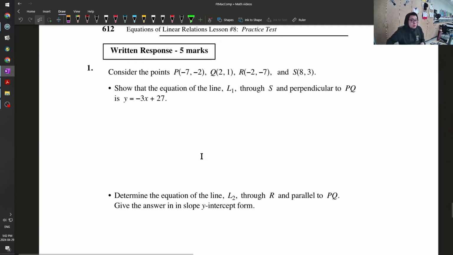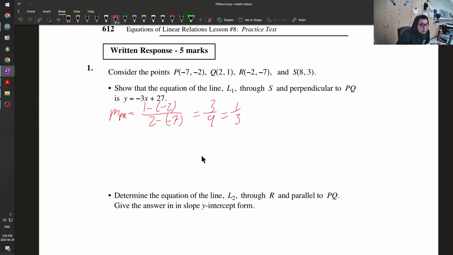All right, written response. Consider the points, these four. Show that the equation of the line L1 through S and perpendicular to PQ is equal to this. So first, it is perpendicular to PQ. That means we have to find out what the slope of PQ is and then take the negative reciprocal. So PQ, what is the slope? It's equal to y2 minus y1, 1 minus negative 2, divided by x2 minus x1, 2 minus negative 7. We get 1 plus 2 is 3, 2 plus 7 is 9, so 1/3. You take the negative reciprocal, so that means the slope of L1 is equal to negative 3.